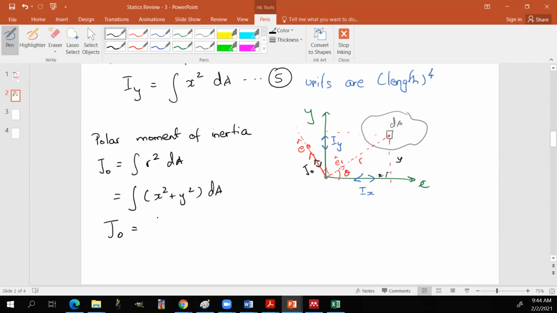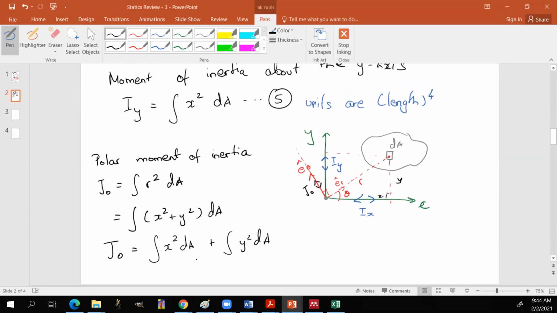All right, J naught is therefore equal to the integration of x squared dA plus the integration of y squared dA. You spread it out. And what does that mean? This one is Iy, and that one is Ix. So basically, J naught is also equal to the moment of inertia about x plus the moment of inertia about y. Let's refer to that as expression number 6.